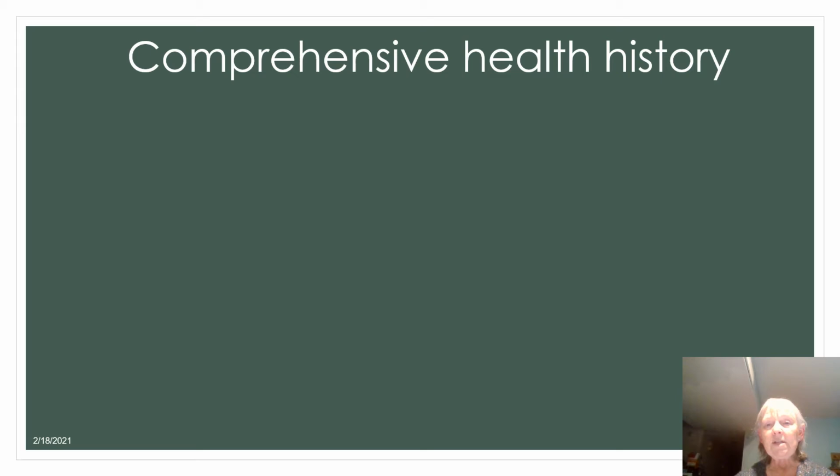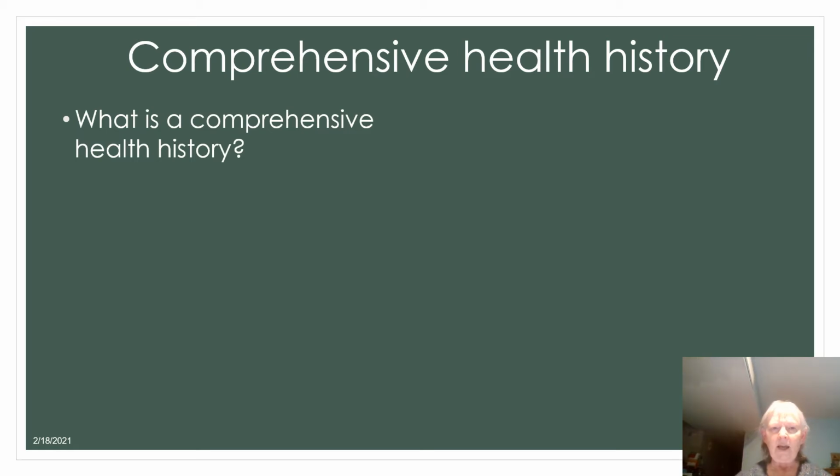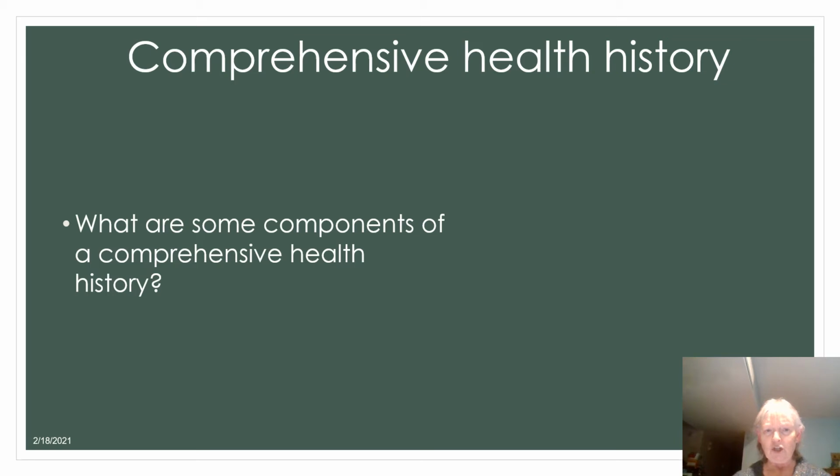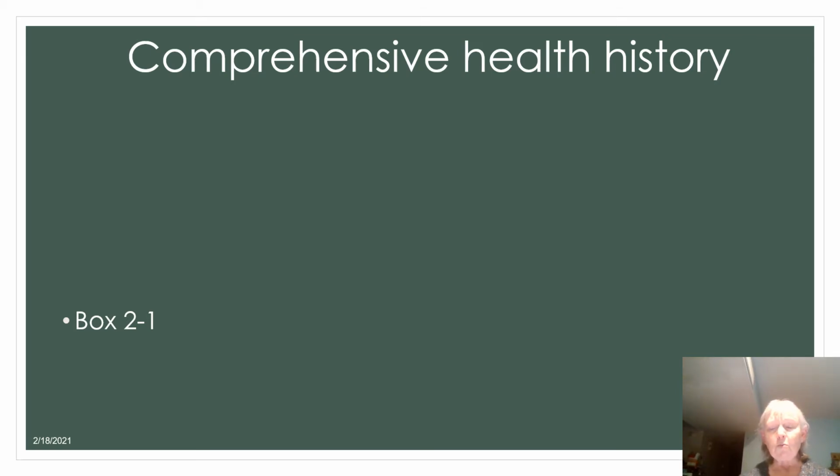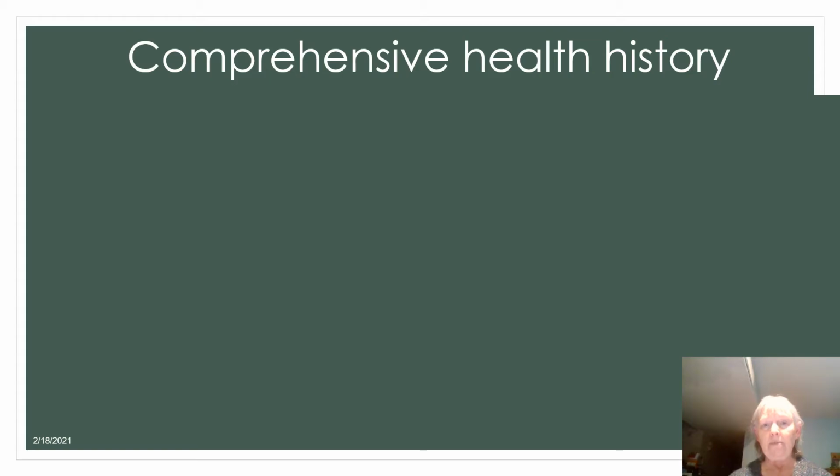So we have a comprehensive health history. Your comprehensive health history is, who is this patient, okay? What do we know about them? Things that we're looking at is the day, the time, what is the age of this patient? Why are they here? What kind of background do they have? Box 2-1 has got a lot of this information. Take a look at it. When you do your case study, this is some of the information you're going to address in your case study.